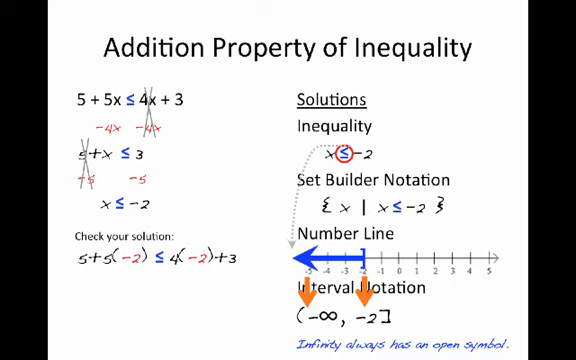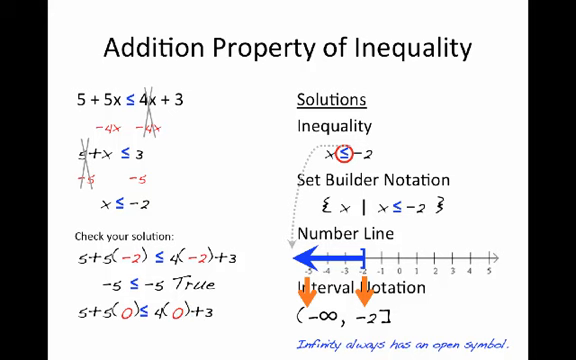Let's choose -2 and plug it in for x. We'll have 5 plus a -10, that's -5. On the other side we have 4 times -2, that's -8. -8 plus 3, -5. Well, -5 is equal to -5, so that makes a true statement.